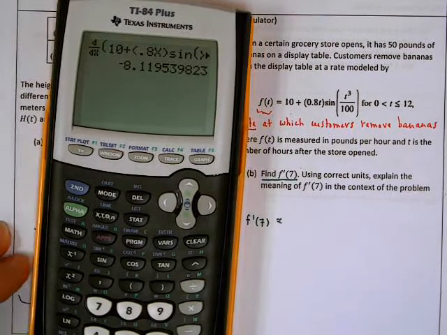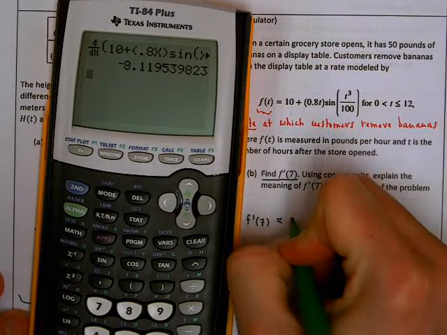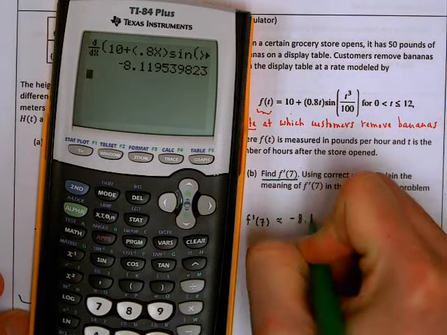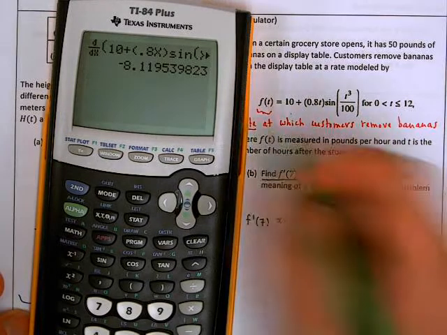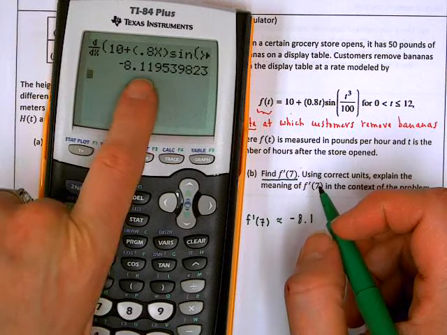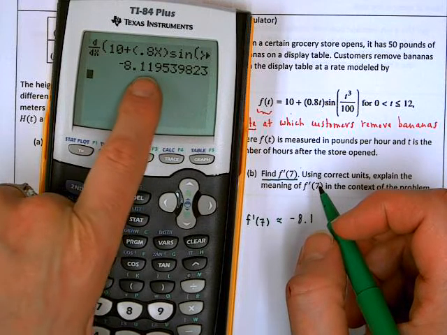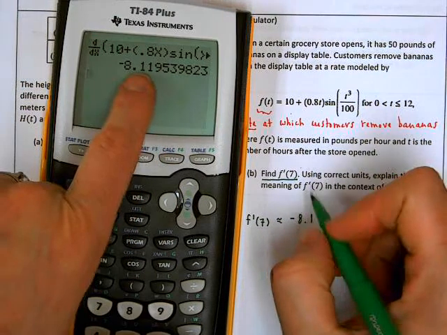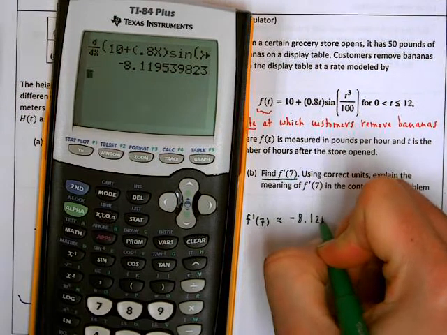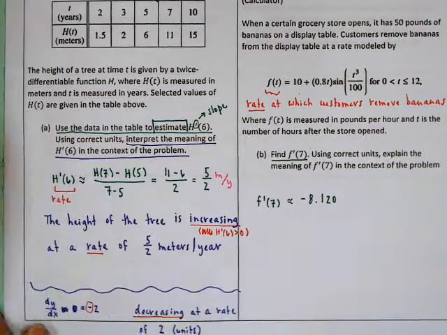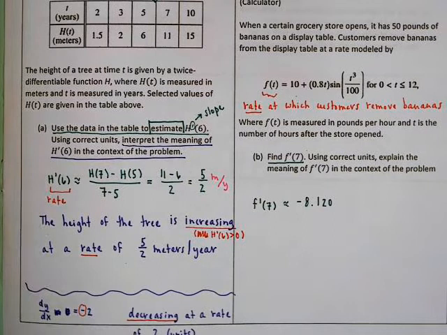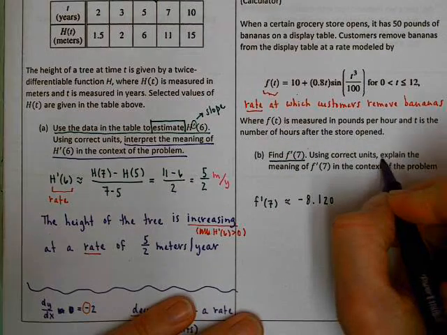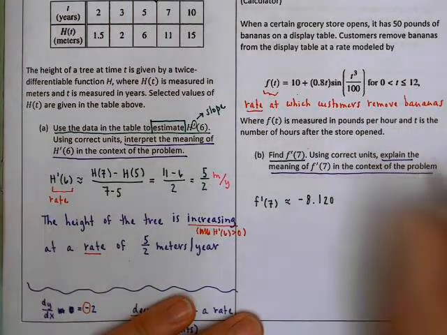All right, so f prime of 7 we have is approximately negative 8.119. Now, for the AP exam, you can either just cut it off after 3 places, so negative 8.119, or we could round and say negative 8.120. They will accept either answer. So we've got f prime of 7, and now we have to explain the meaning of that value in the context of the problem.